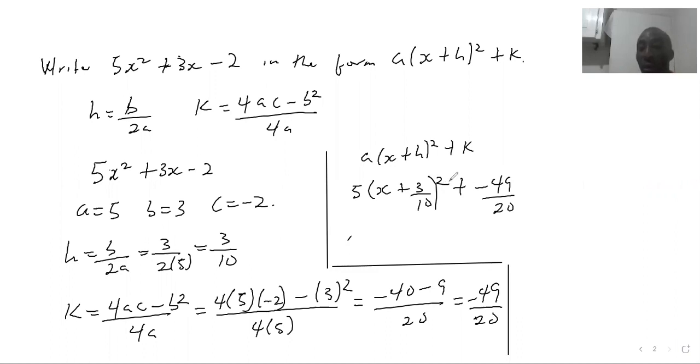you did, it must make sense. So what I'm going to do here is this: since negative and positive give me negative, I'm going to rewrite as 5 open bracket x plus 3/10 close bracket square minus 49/20. So this is our final answer. This one is going to be our final answer here.